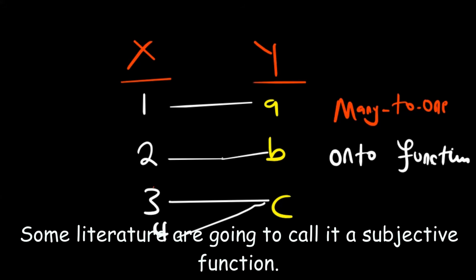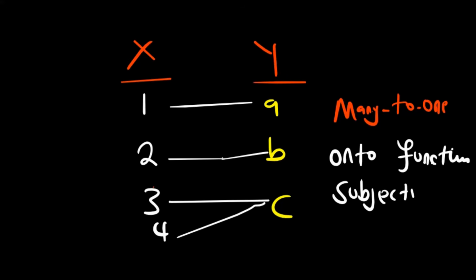Some literature are going to call it a subjective function. A good example that we can give is that we can have two x values that are giving us one value. For example, if I square, let's say, 1, we can have this scenario where I've got -1 and +1. If we square them, all of them give us 1. Okay, they're giving us one value.